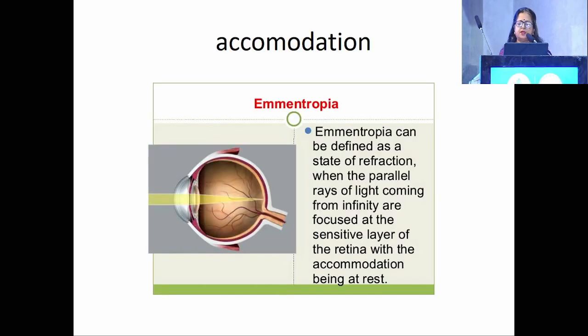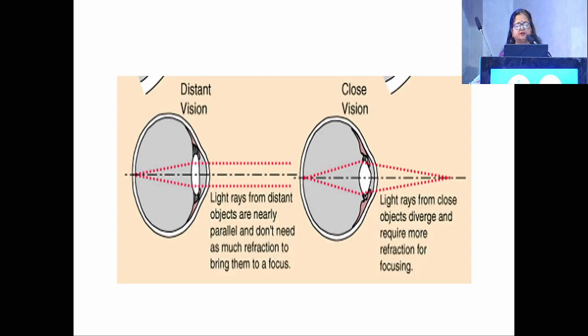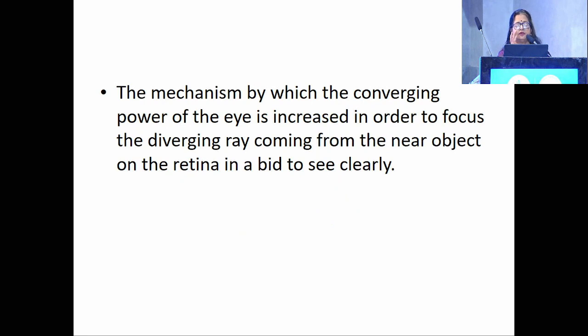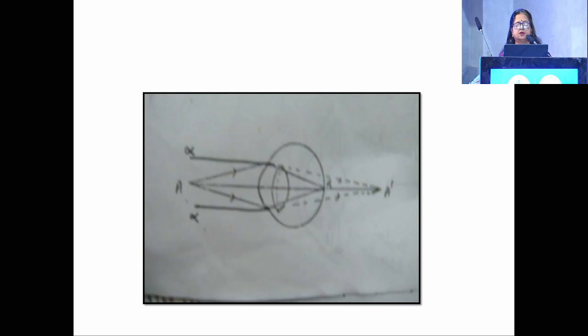Emmetropia can be defined as a state of refraction when parallel rays of light coming from infinity are focused at the sensitive layer of the retina with the accommodation at rest. Now if the light rays come close, they diverge and require more refraction for focusing. The mechanism by which the converging power of the eye is increased in order to focus the diverging rays coming from a near object on the retina, in a bid to see clearly, is accommodation.